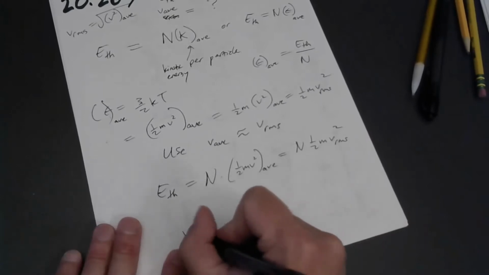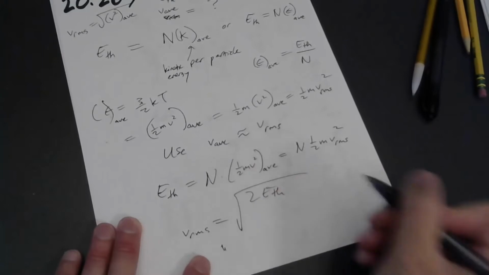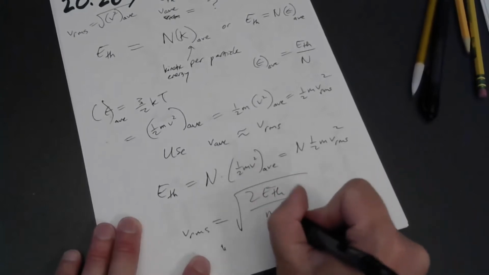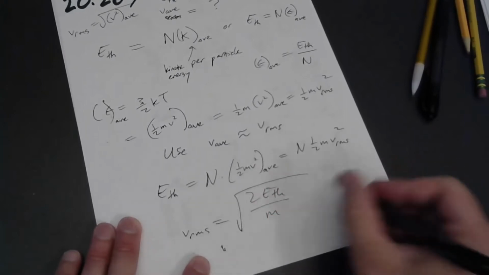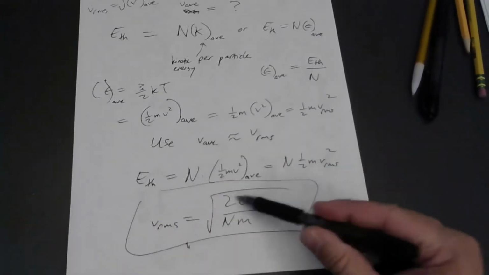In other words, VRMS would be the square root of 2 times the total energy over M. And I left out the N, didn't I? Okay, in order to evaluate this, we need to know what all these numbers are.